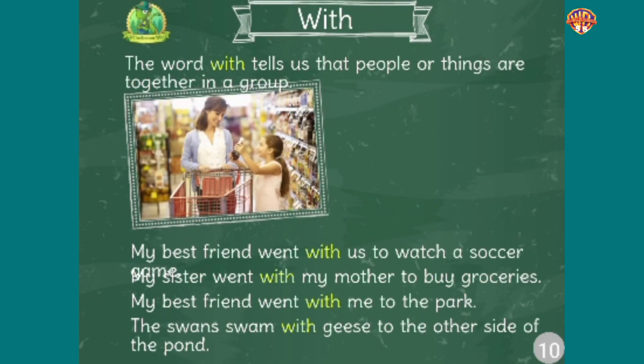With. The word with tells us that people or things are together in a group. My best friend went with us to watch a soccer game. My sister went with my mother to buy groceries. My best friend went with me to the park. The swans swam with geese to the other side of the pond.